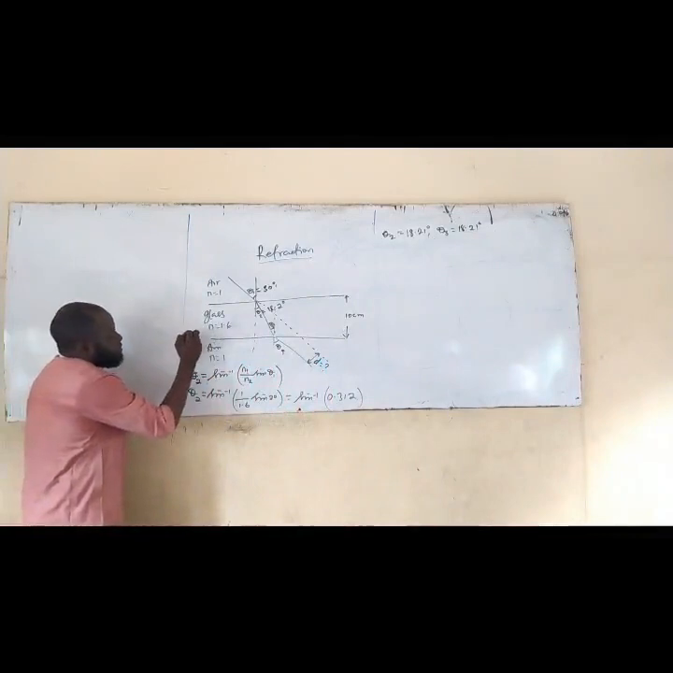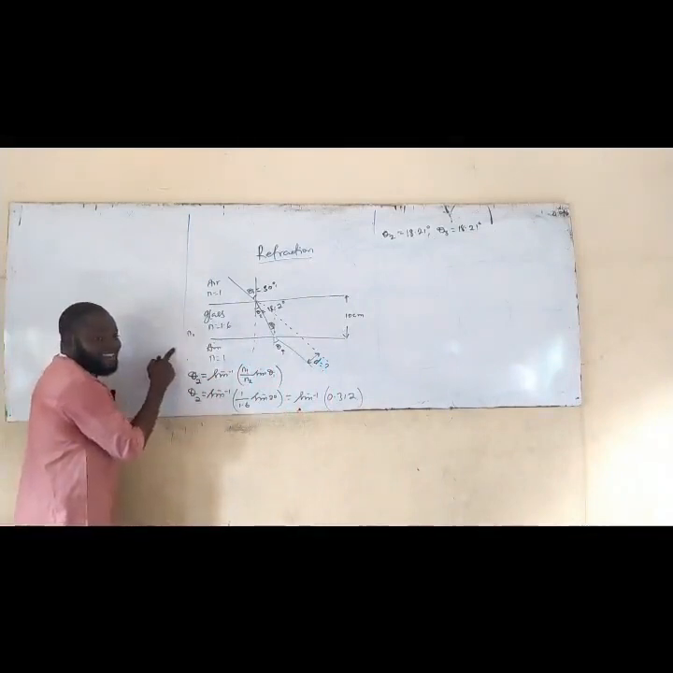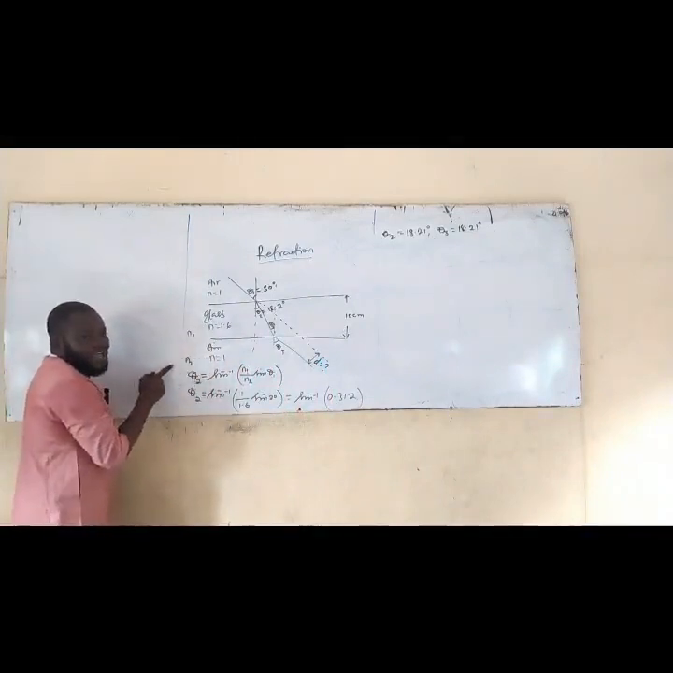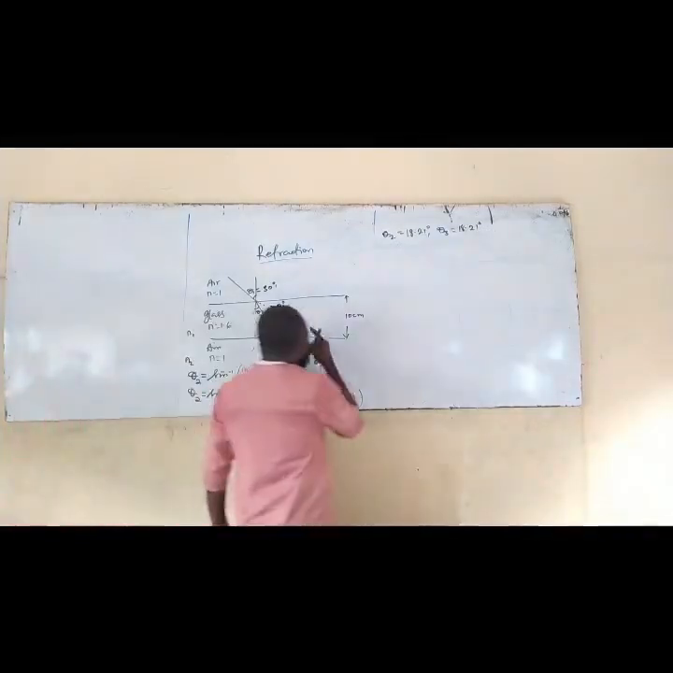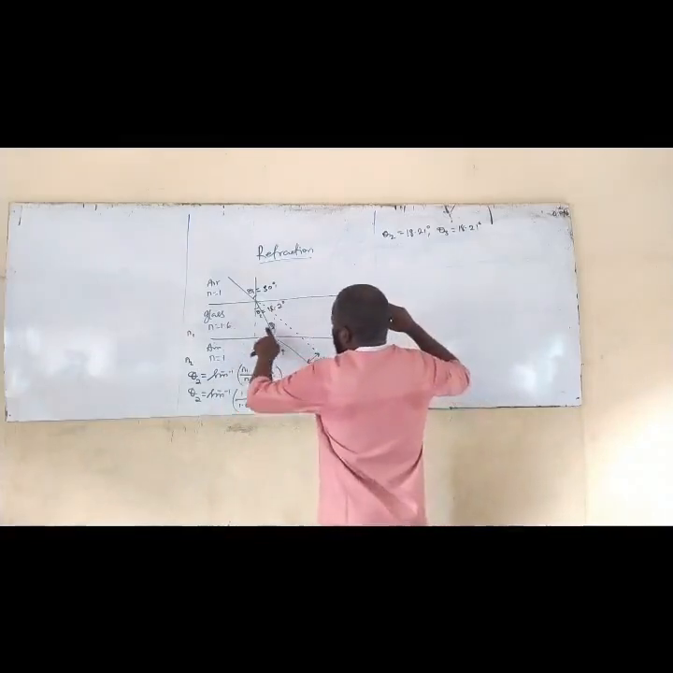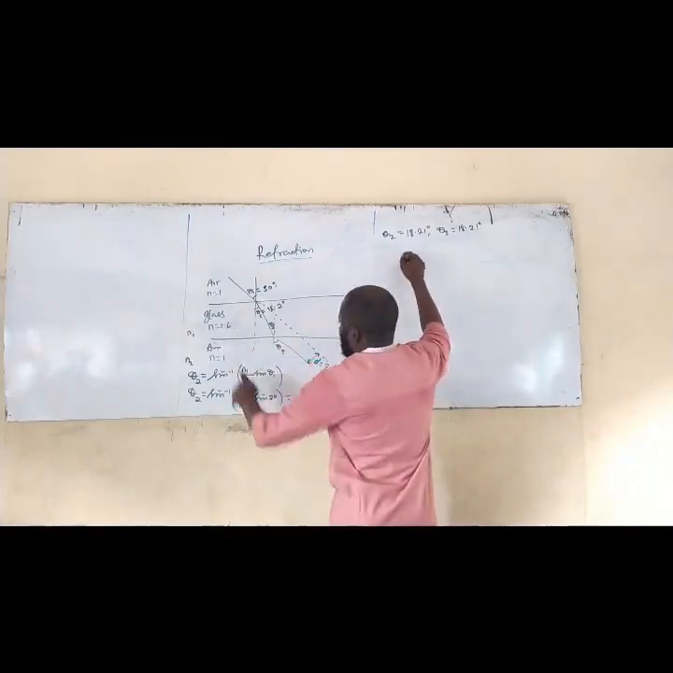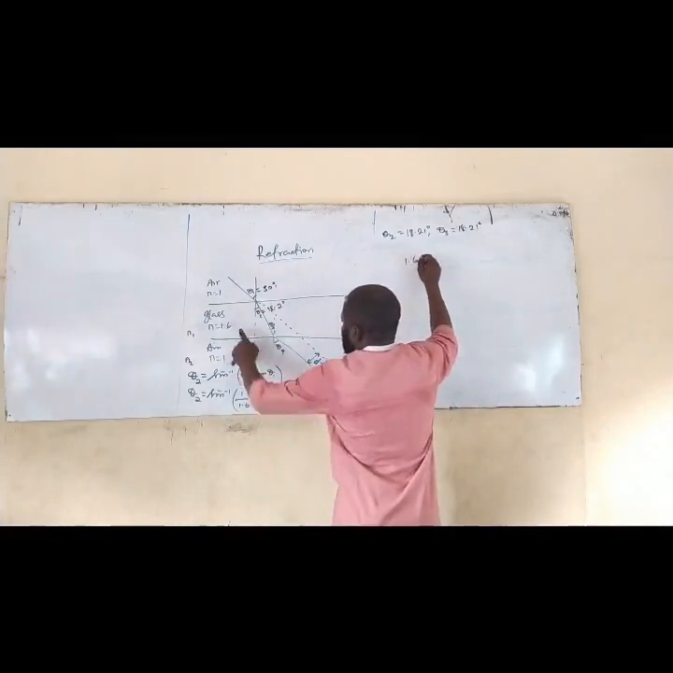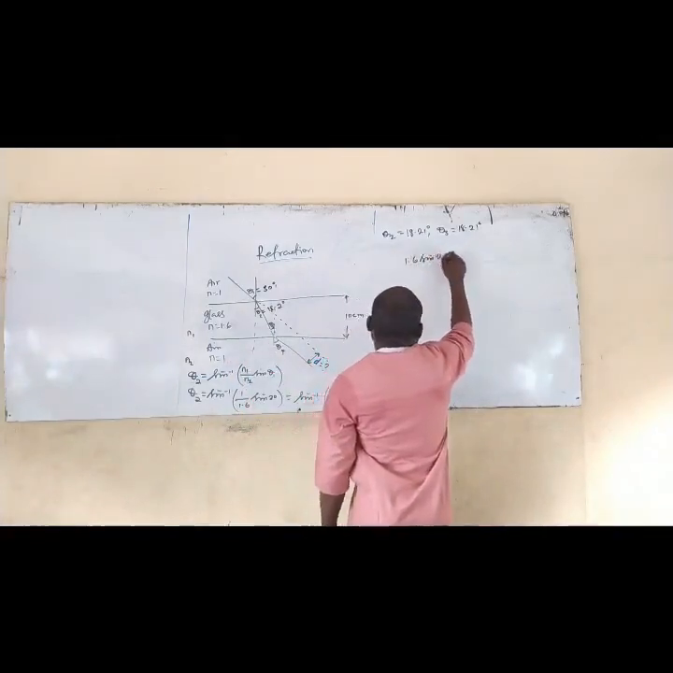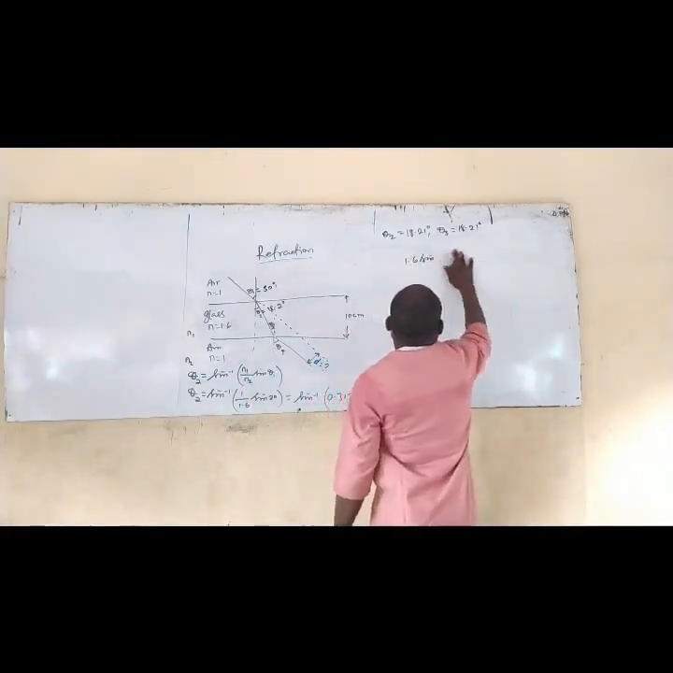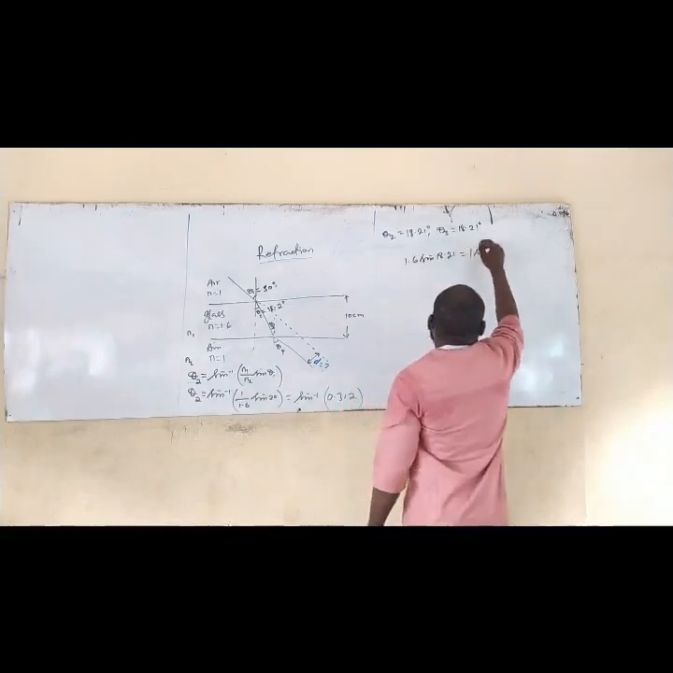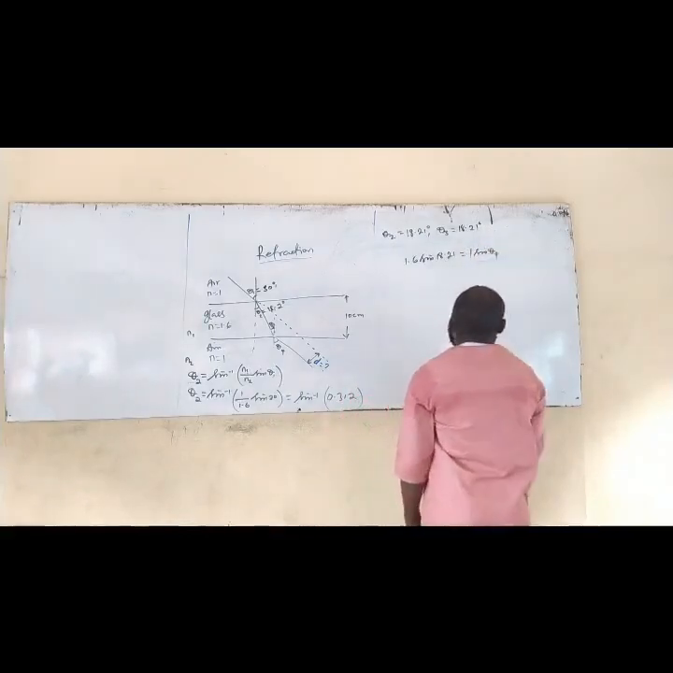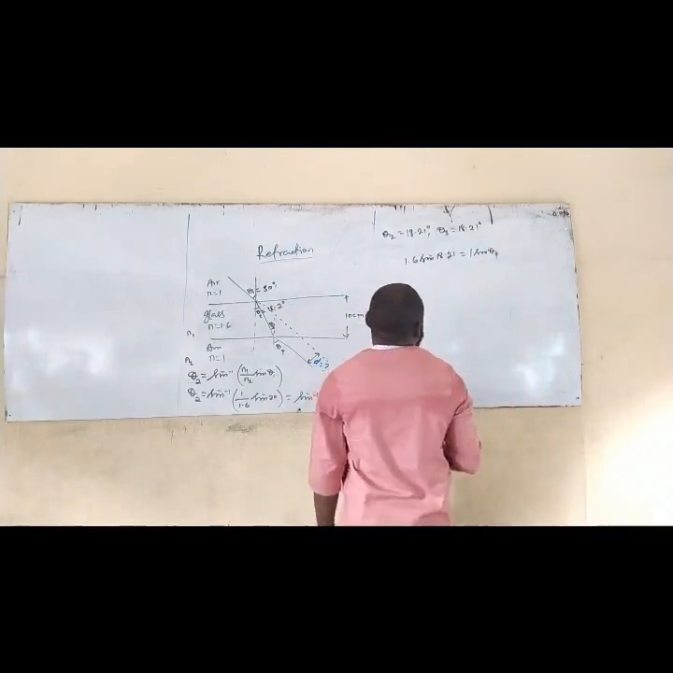I'll call this one N1. Are you getting it now? And I'll call this one N2. Am I making sense now? Okay, so the refractive index from here, you know this one is theta 3, right? So that will be 1.6 sine theta 3, which is 18.21 degrees, equal to 1 sine of theta 4. Am I right, guys? Yeah.